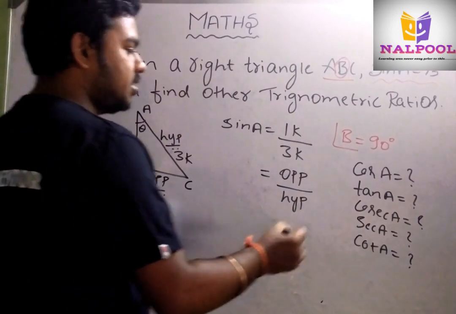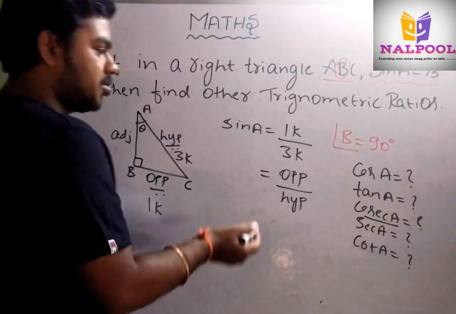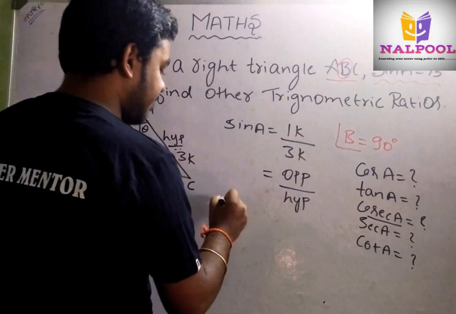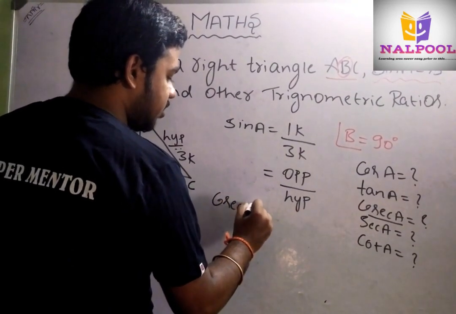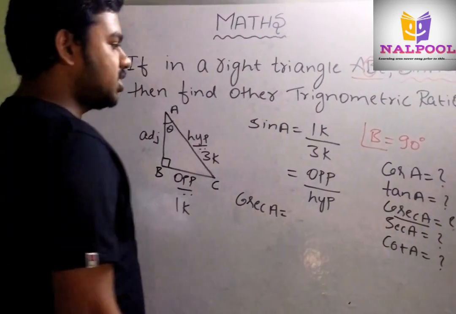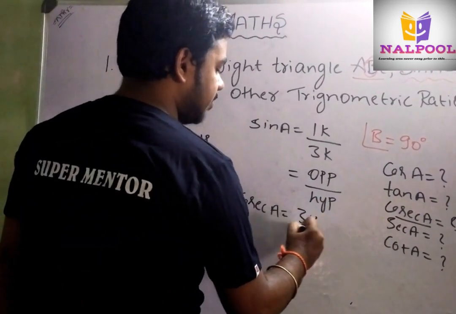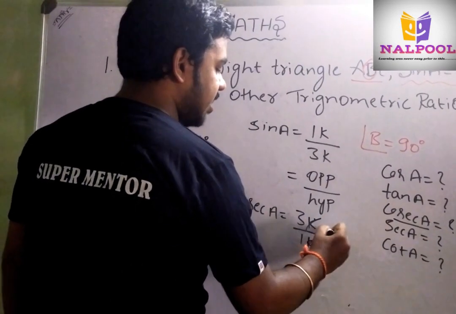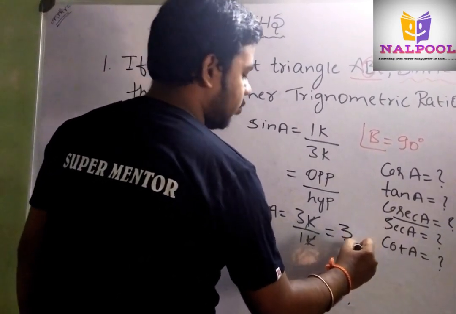First, since it is easy, we are considering cosecant. Cosecant is the reciprocal of sine. Therefore, cosecant A is equal to the reciprocal of 1k by 3k. It will fetch you how much? 3k by 1k. Now k cancels. It means 3 by 1.